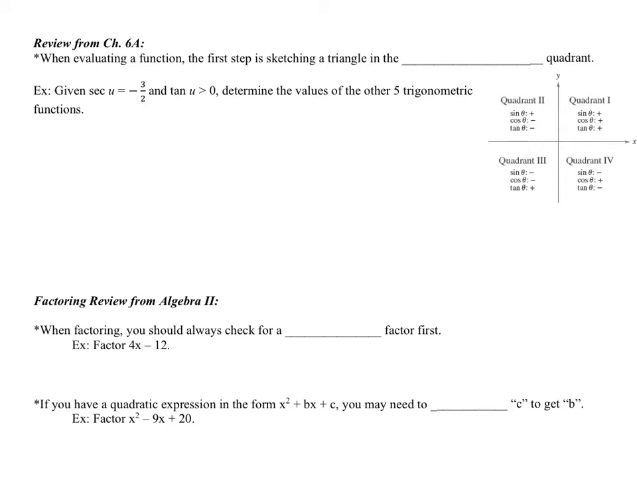We're going to start with a little bit of review from chapter 6a, looking at what quadrant makes sense for the given information. When we did this before, the first step was sketching the triangle in the correct quadrant. So I've added that chart with pluses and minuses as a guide to help us. It says if secant u is equal to -3/2 and tangent of u is greater than 0, determine the values of the other 5 trigonometric functions. Secant is negative. So if we recall, secant would be the reciprocal of cosine. So if secant is negative, cosine is also negative.